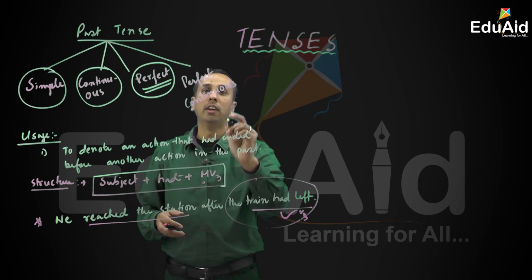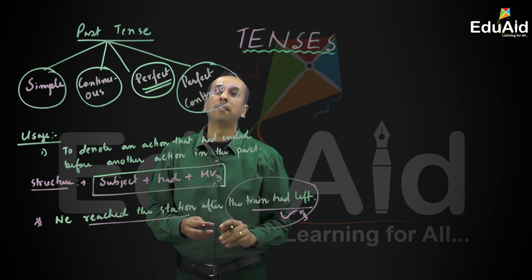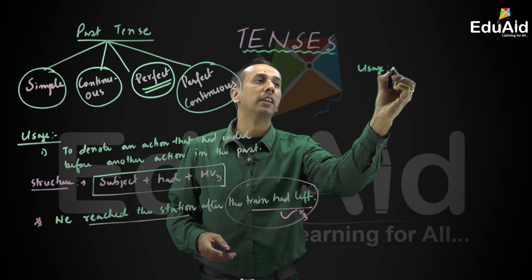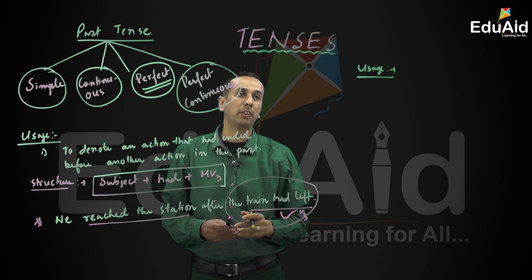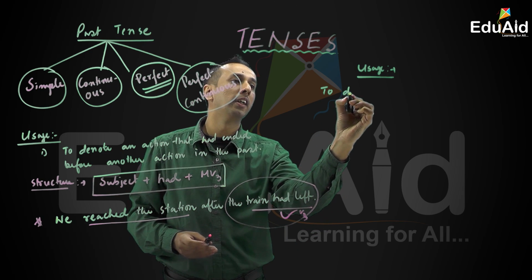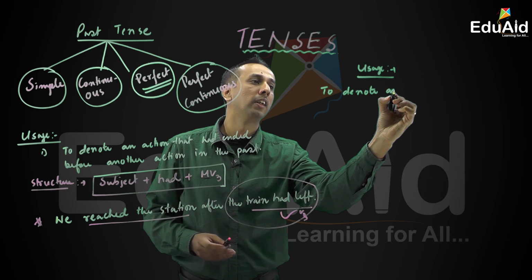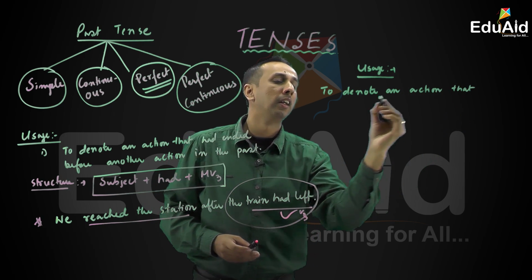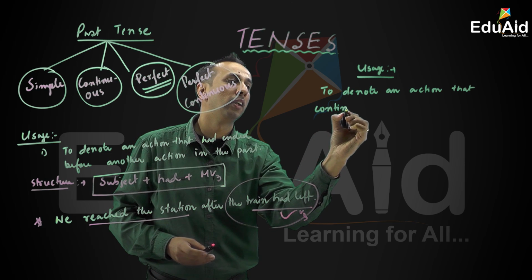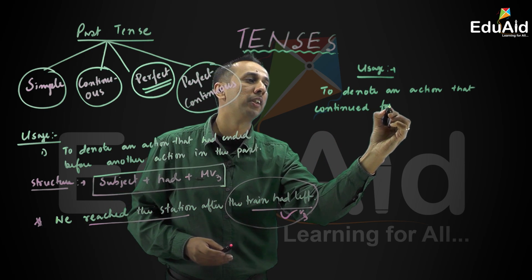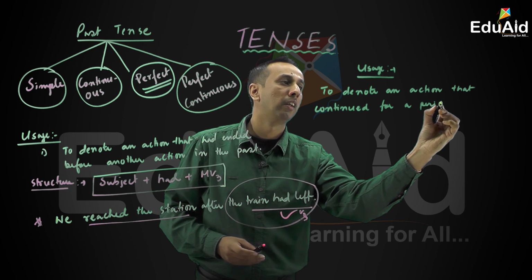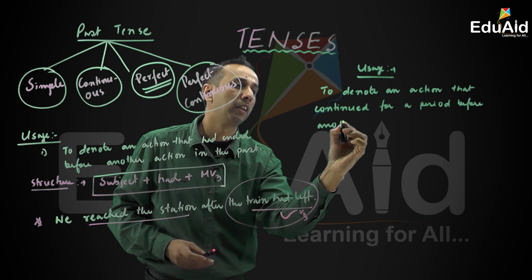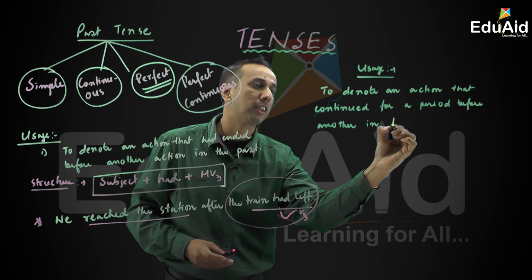Now, let's focus on past perfect continuous tense. Past perfect continuous tense uses: we use past perfect continuous tense to denote an action or activity that continued for a period before another action in the past.